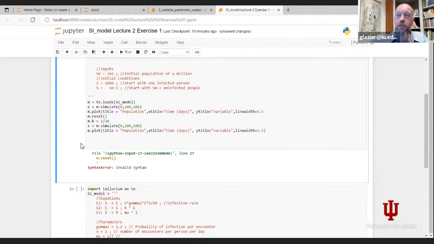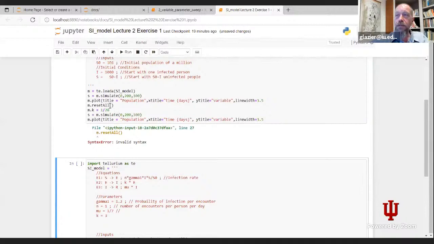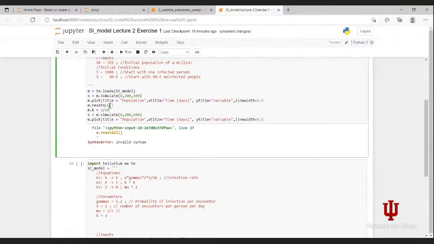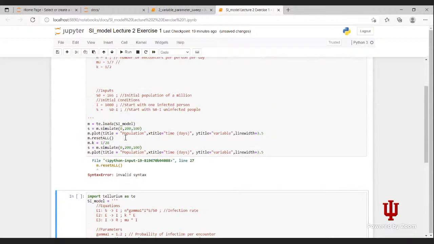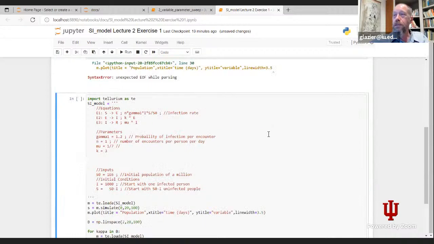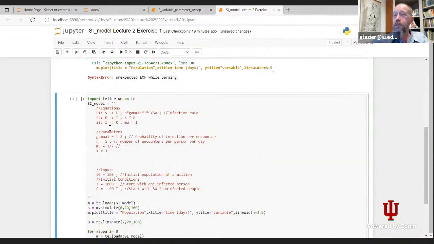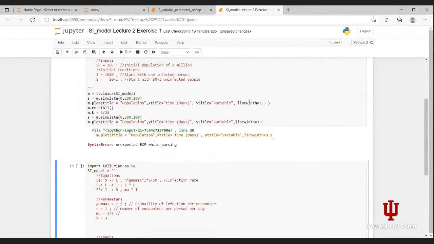So why don't you try to do the reset all? Use reset all. No, the syntax error is on the line above all. Yes, you lost a parenthesis. And it's not a, it's lowercase l's for reset. And the same on your last line there.